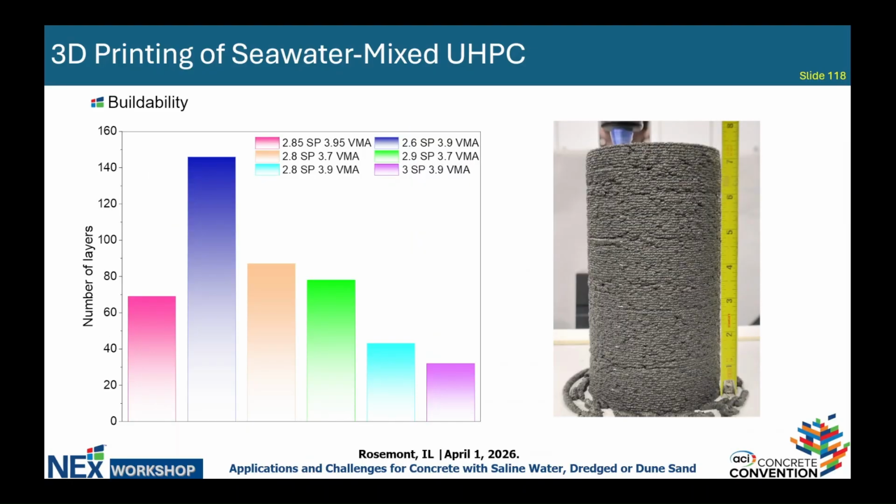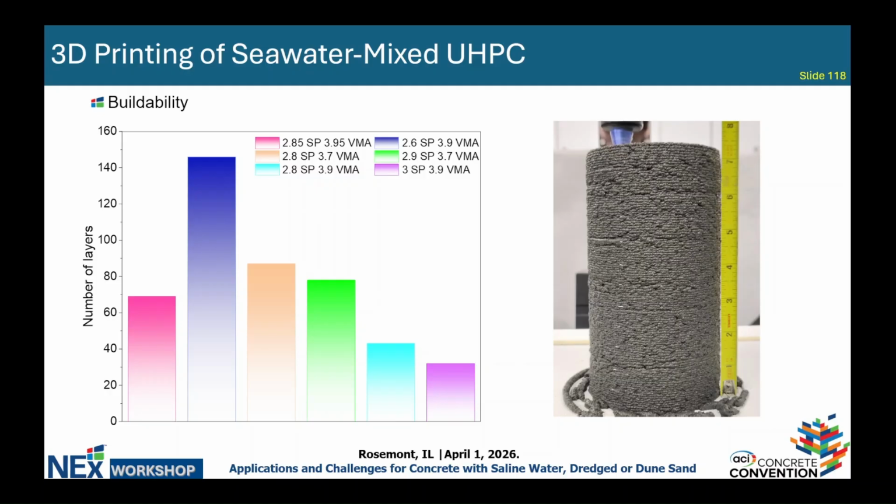So surprisingly, the use of seawater enhanced the buildability. Different from the maximum number of 35 layers from our continuous printing of freshwater UHPC, we can reach a pretty high number of 146 layers for the seawater-based UHPC, which is quite good.